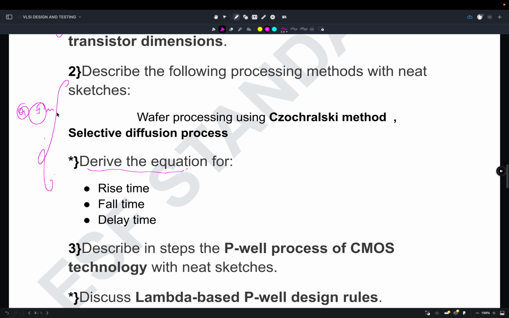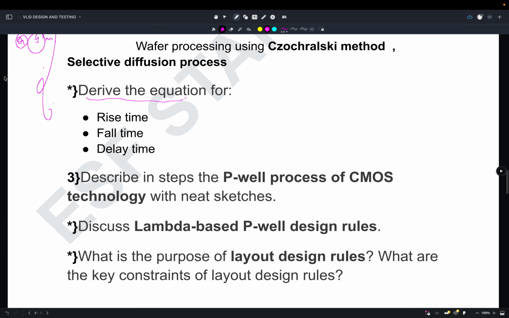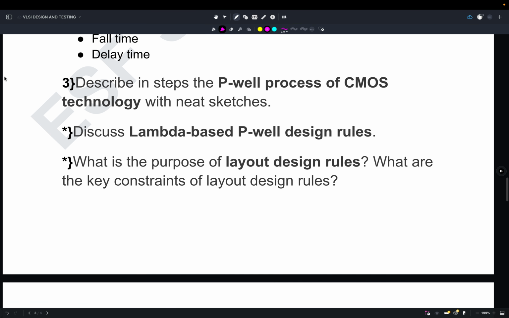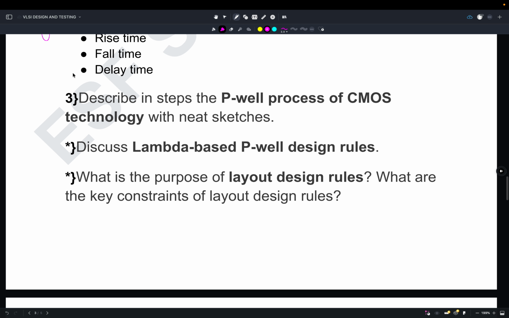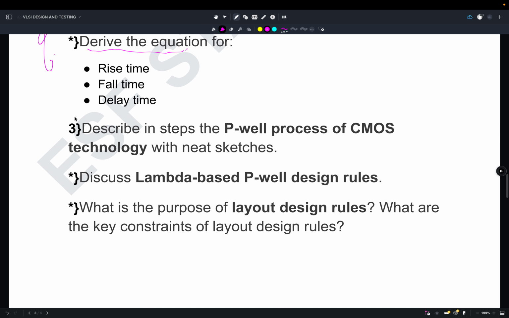If in case the paper is very easy, they can ask for 10 marks. Discuss the steps of the PWL process of CMOS technology with neat sketches, and discuss lambda-based design rules. What is the purpose of layout design rules? What are the key constraints of layout design rules? In these three questions, only two are very important. In these three questions, one question is going to come in our exams.